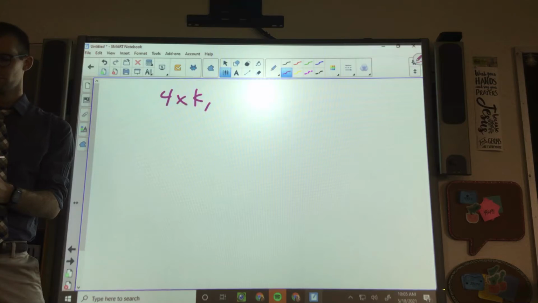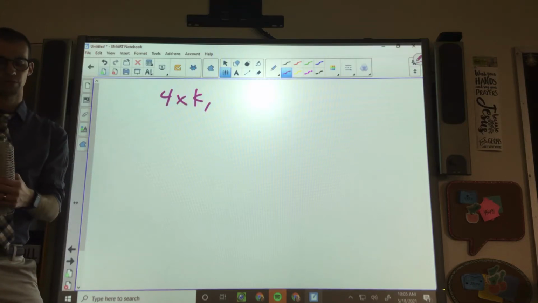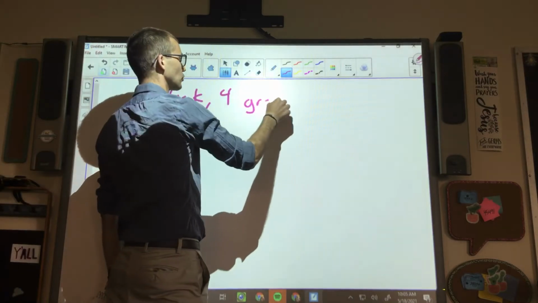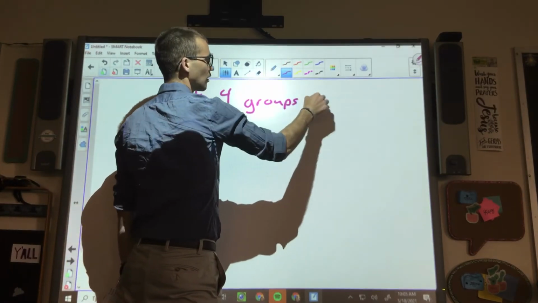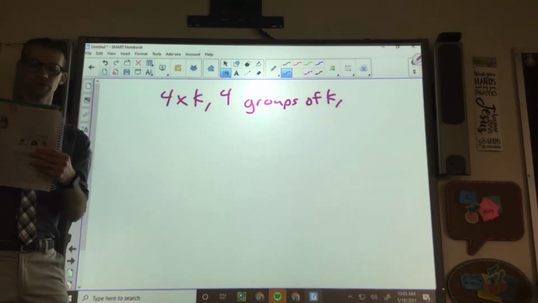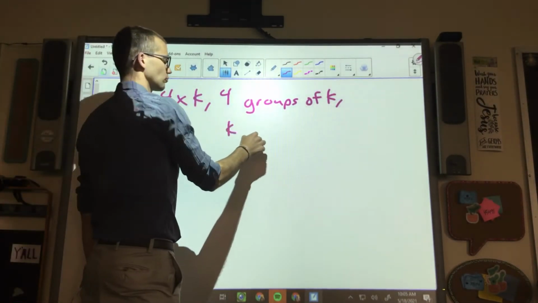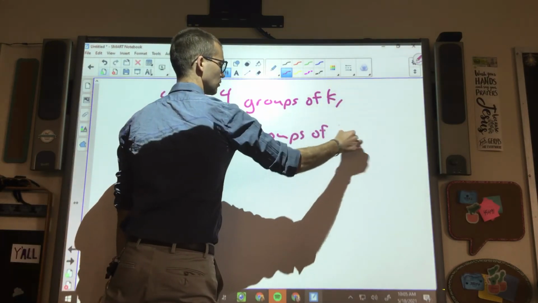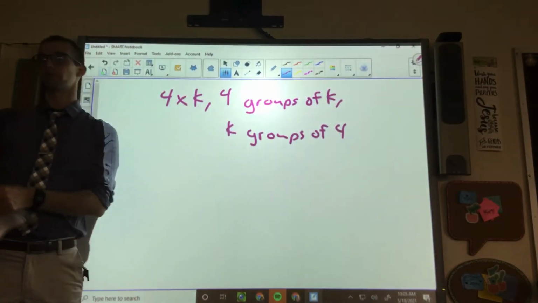k4 sometimes? Nope, we don't want k4. You could also say 4 groups of k, or you could say k groups of 4, and that's how each of those ones work right there.